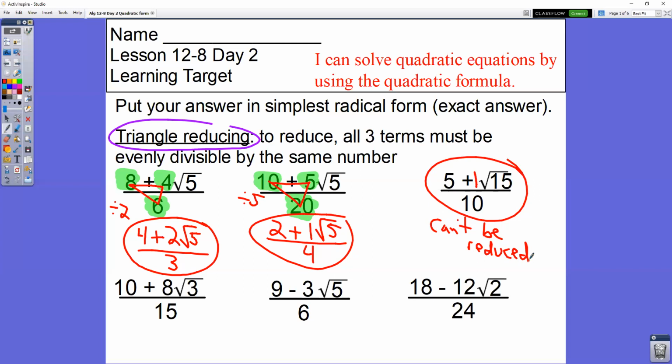If you take a look at this one, we're looking at a 10, an 8, and a 15. What's the biggest number that goes in evenly to 10, 8, and 15? 1 would be the biggest number, all right? Again, we can't do anything to this. This one can't be reduced. It's as far as it can go already. It can't be reduced.